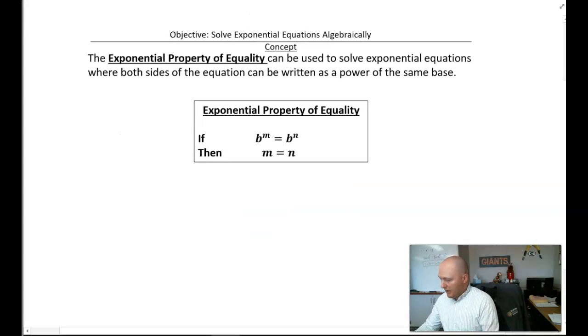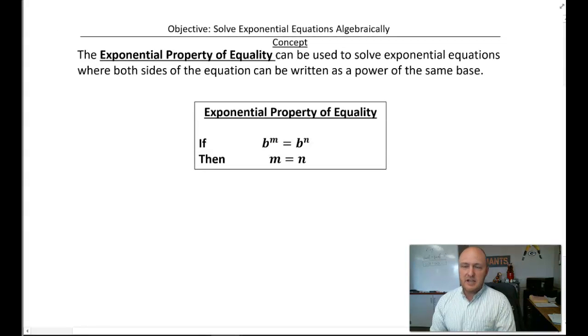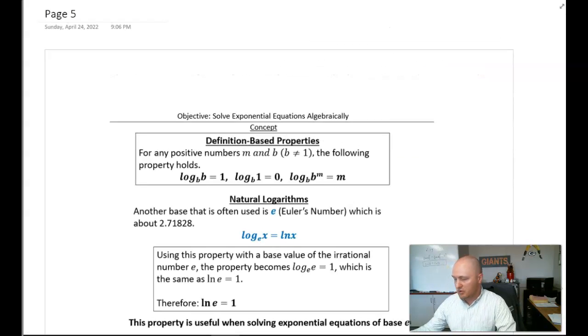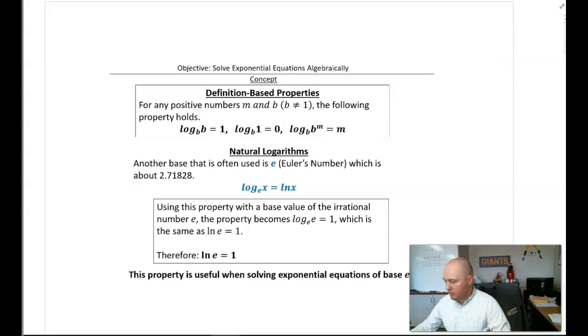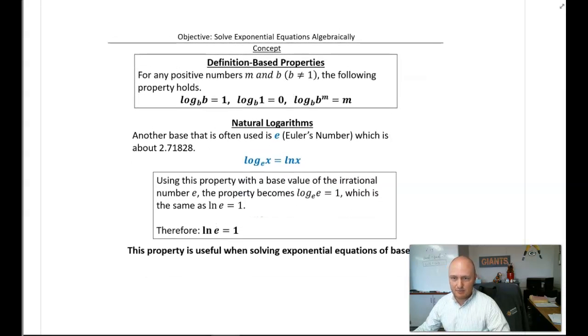Now, remember, the exponential property of equality can only be used when we're solving equations that have the same base. They have to have the same base. Now, that doesn't always work. So sometimes we'll use the logarithmic property of equality, which we just learned in the last lesson.